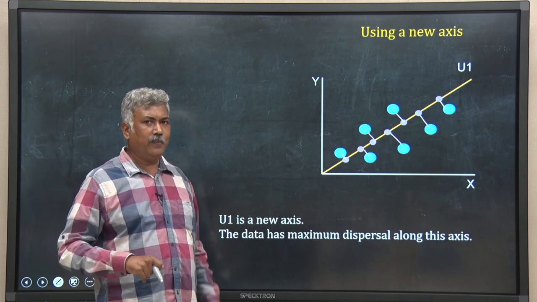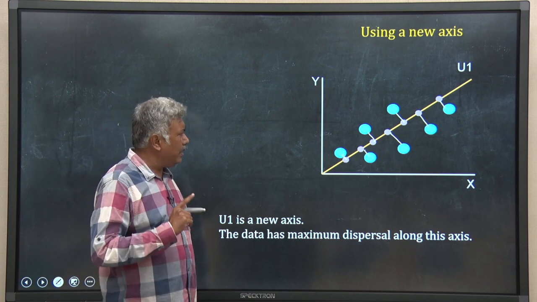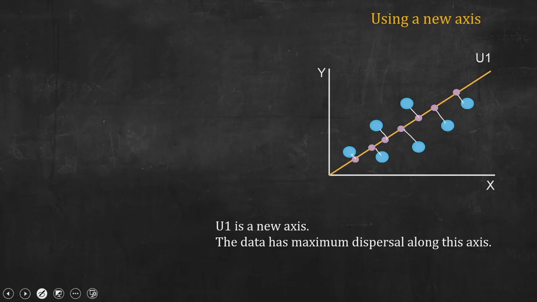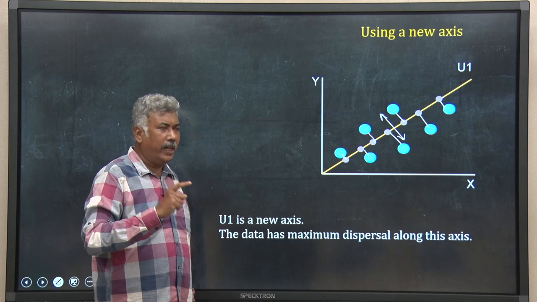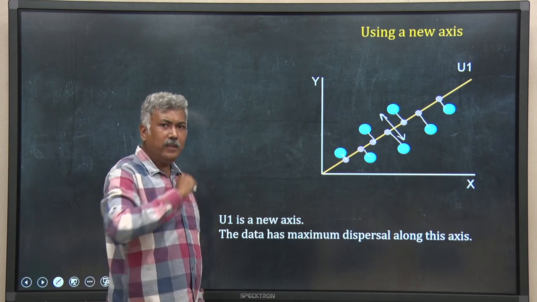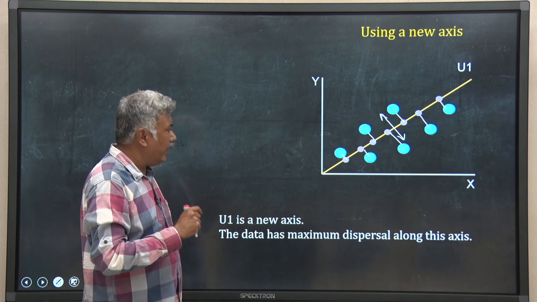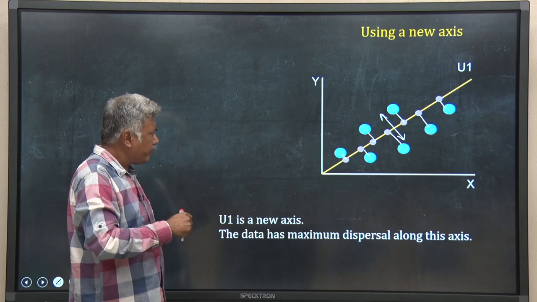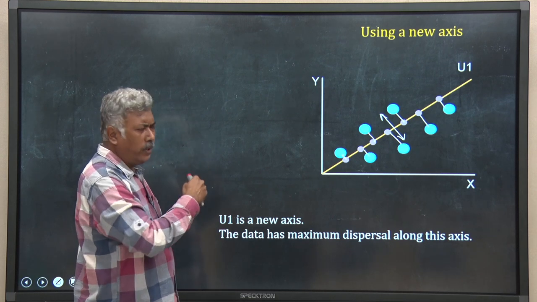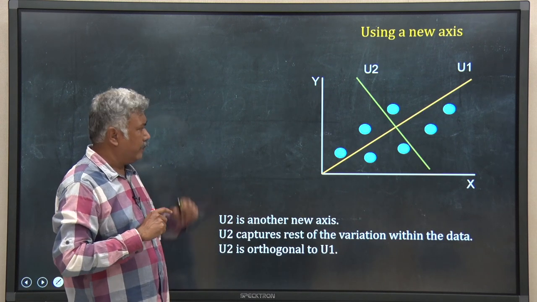Now, if you carefully look into this data, you can still see there is some dispersal also in this direction. That direction's dispersal, the variation of data in that direction, is not captured by the projection along u1. So, what can I do? I will create another new coordinate axis, another new dimension, which will be orthogonal to this yellow one, u1, and I will call that u2. So, that is what I have done.